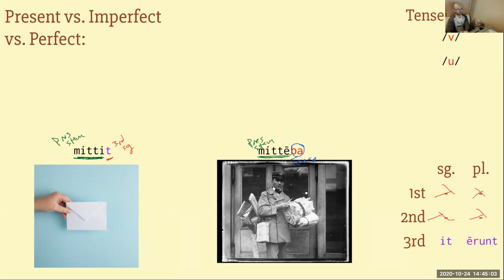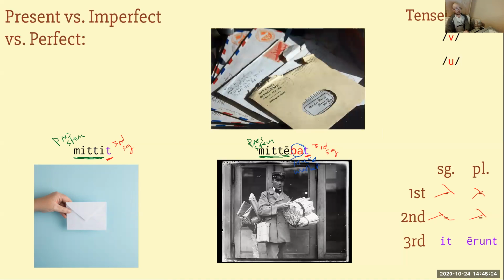tense marker, and we're using the regular old personal ending T to show it's third singular, right? This person here was sending the letters, right? In process of sending. But now, see, the letter is open. The letter has been sent. So we want to use the perfect tense now.